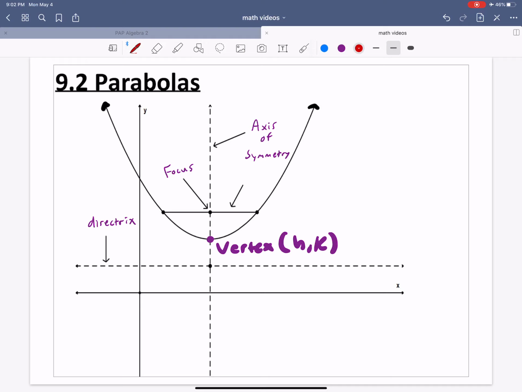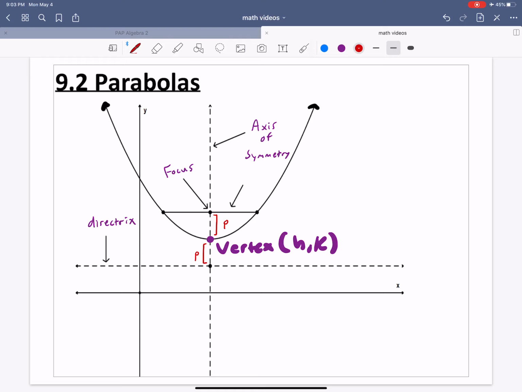It's probably the most important part of this entire lesson. The focus and the directrix are the same distance away from the vertex. Another way of saying that is that the vertex is the midpoint, or in the middle, of the focus and the directrix. Those line segments are the same length. And more specifically, those line segments are p units.